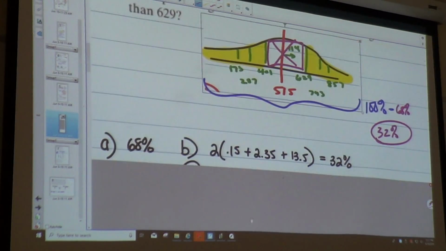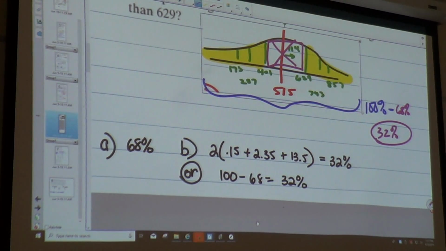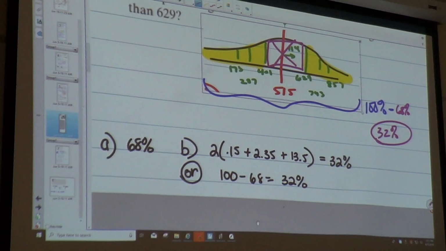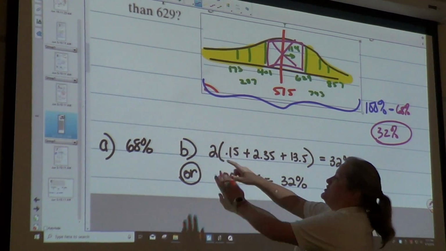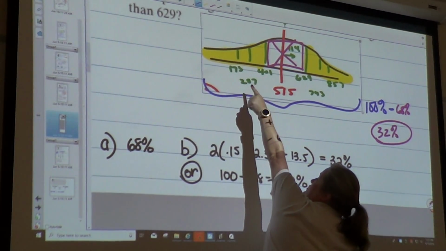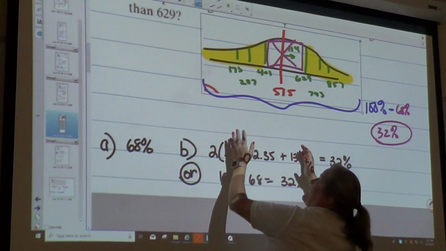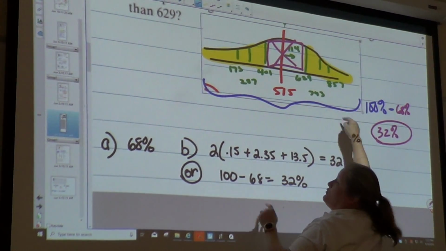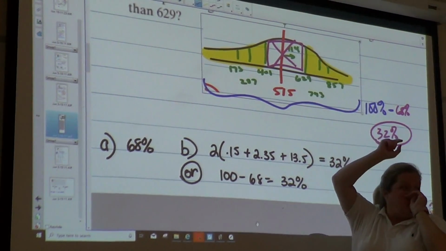And I have it written out both ways. Part A was 68%. Part B, I just did 2 times because the 15, the 2.35, and the 13.5 was this side, and there's 2 of them, so I just multiplied it by 2.